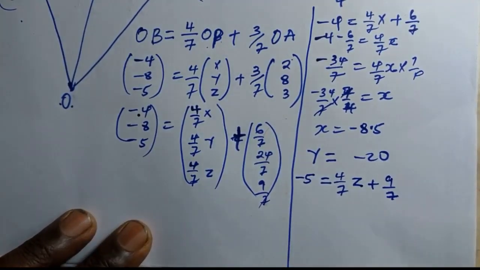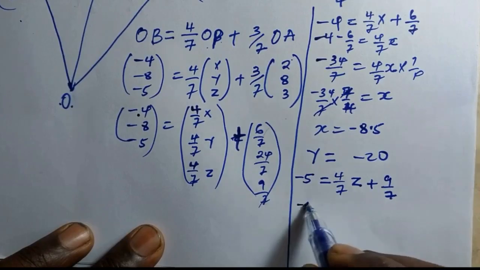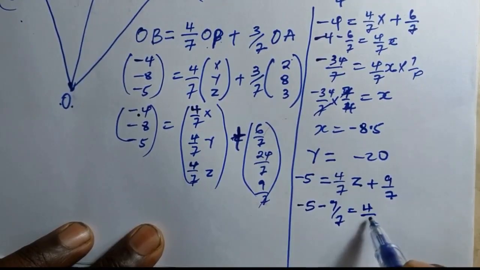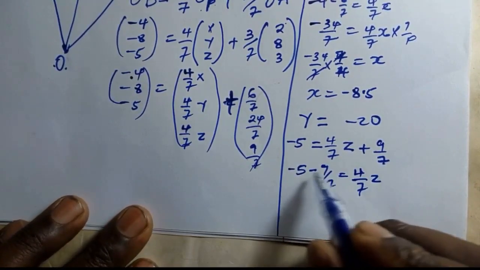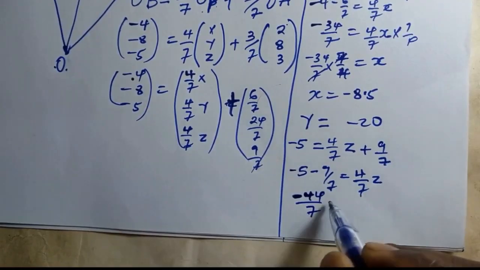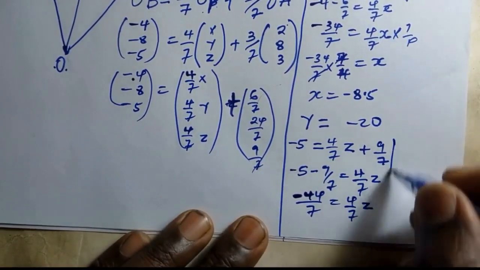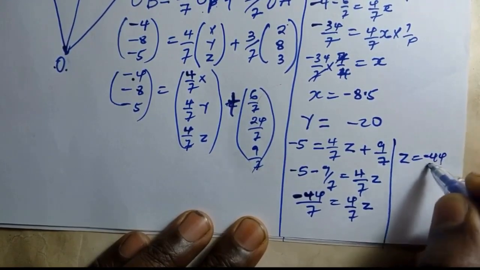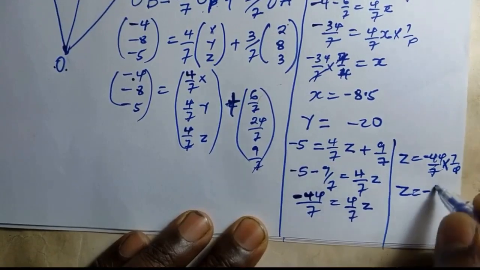Like terms together, take this to the other side. Ukichukua hii side itakuwa minus 5 minus 9 over 7 is equal to 4 over 7z. Ukifanya hii like term together, utapata kwamba itakuwa negative 44 over 7 is equal to 4 over 7z. Multiply the reciprocal here, we find that z is equal to minus 44 over 7 times 7 over 4. Utapata z ni negative 11.